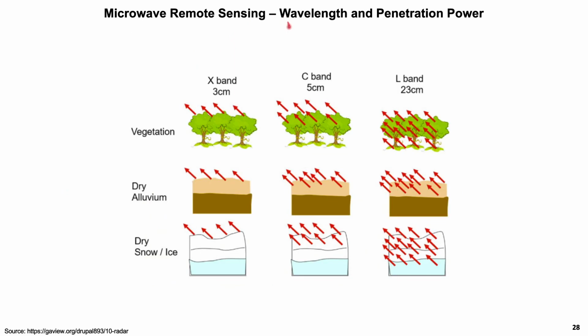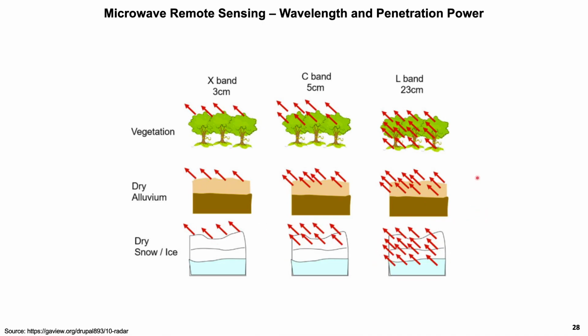And the next part is wavelength and the penetration power of the microwaves. As the wavelength increases, it's going to have a higher penetration power. X band, from the top of the canopy, is just going to reflect back. It's not going to penetrate inside your canopy. C band will have an intermediate penetration, and L band is going to completely penetrate. And you have another band also, P band. It can even penetrate the surface to a certain depth. This is in the case of dry alluvium, and this is in the case of snow and ice.